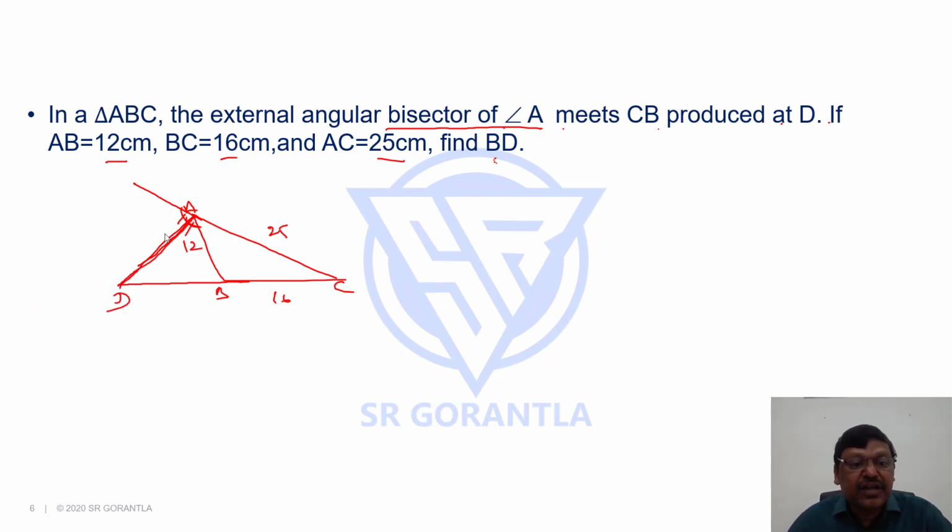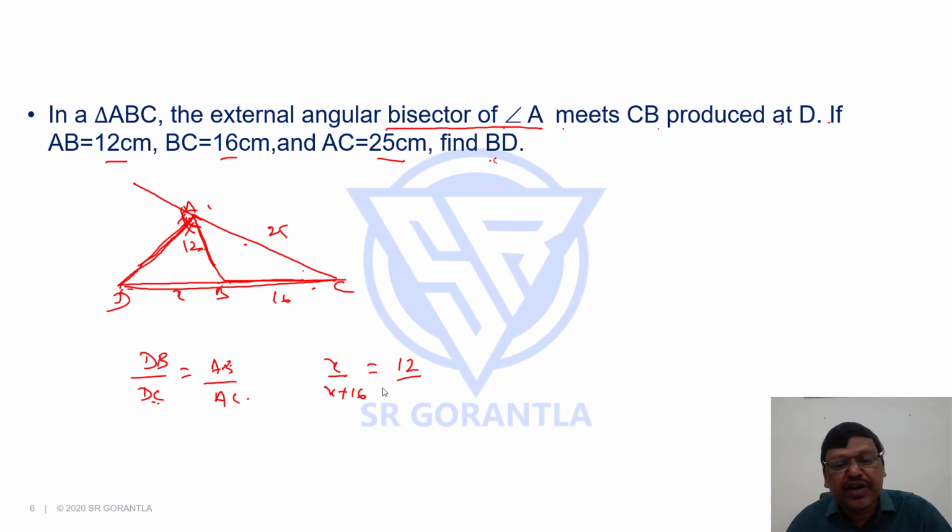Now what will this AD do? The external angular bisector, as we discussed, whether internal or external, divides the opposite side in the ratio of adjacent sides. That means DB by DC will be equal to AB by AC. Now we don't know BD, let it be x. So DB means I can write x by DC. DC means this entire side, x plus 16, is equal to AB, which is 12, by AC, that is 25.